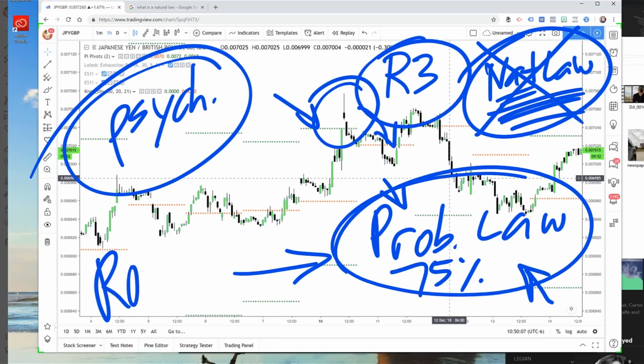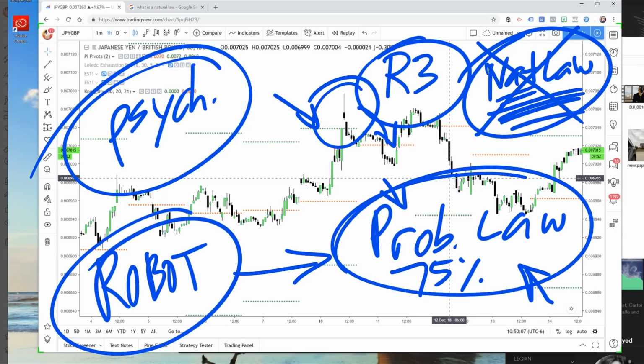And we are, as many of you know, building a robot that will trade this automatically. I think it may already be done. Anyway, I'll get an update on that. And when I come back tomorrow, I'll give you an update on how that robot is going.